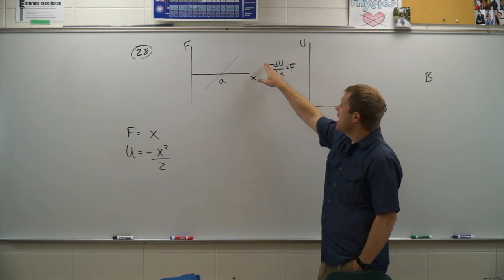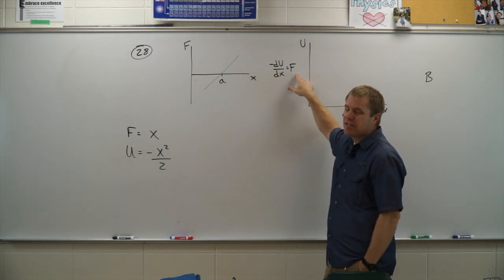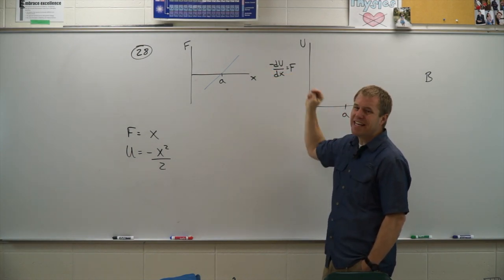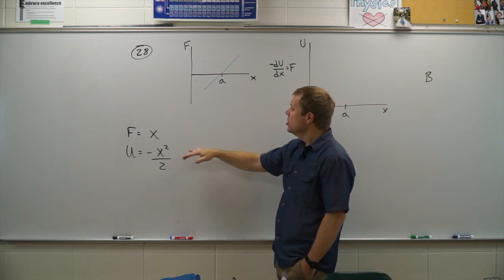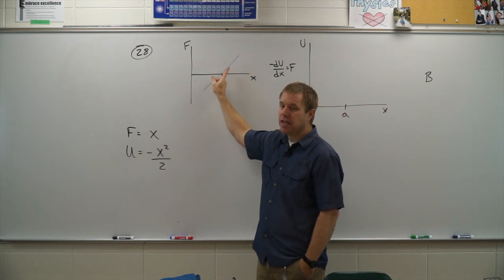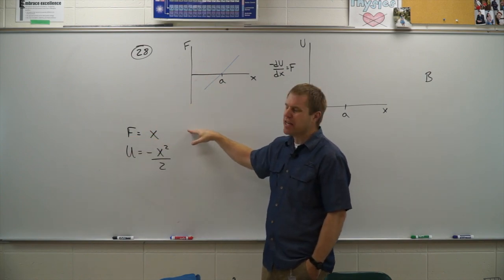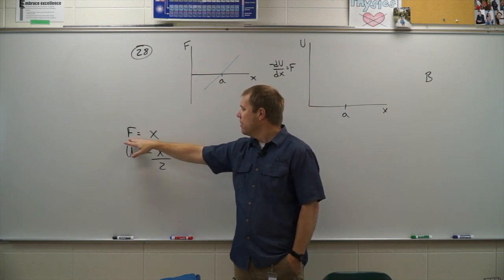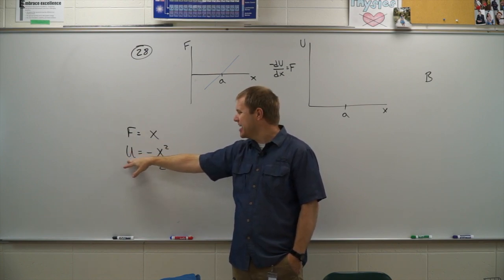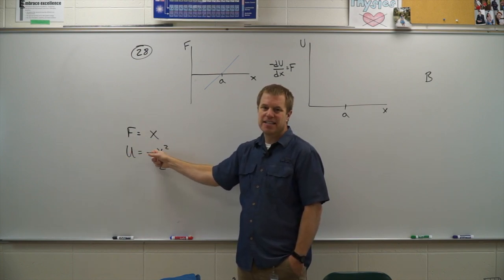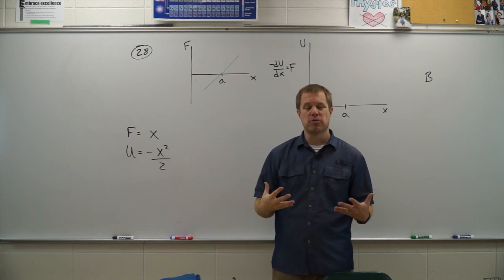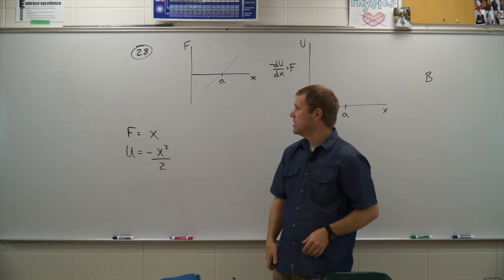So remembering that the negative derivative of the potential energy gives us the force function, to go backwards I need to take the negative integral. If I have a linear force function like this, with a positive slope, and some intercept that's negative, who cares? I'll see that my potential energy is a negative x squared. So I should end up with some sort of parabola that is curved down.